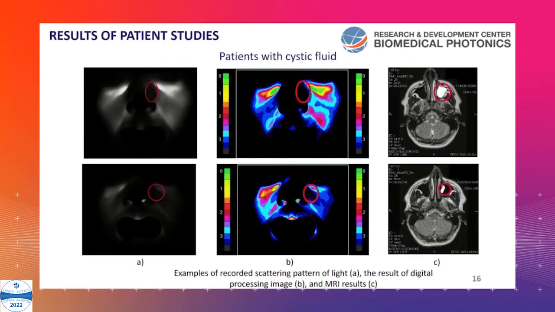The next slide shows results of patients with cystic fluid, comparing our results with MRI studies. And as in the previous case, we also can see the high absorption in the area of the sinus with pathology, and it can be explained by absorption properties of cystic fluid at the wavelength of 850 nanometers.